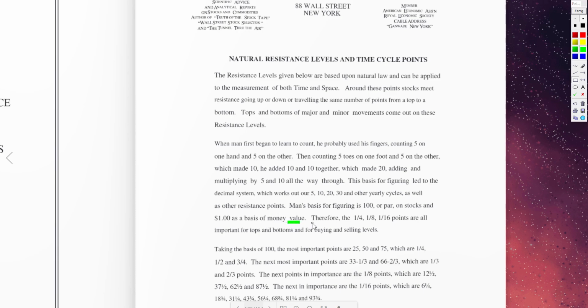Again, the word value might mean something. Therefore, the 1/4, 1/8, 1/16th point are all important for tops and bottoms and for buying and selling levels. Okay, he's giving you actually a system, kind of a system. We'll see all of these in the chart. But first, let's go through the contents. I think we'll not be needing it anymore.